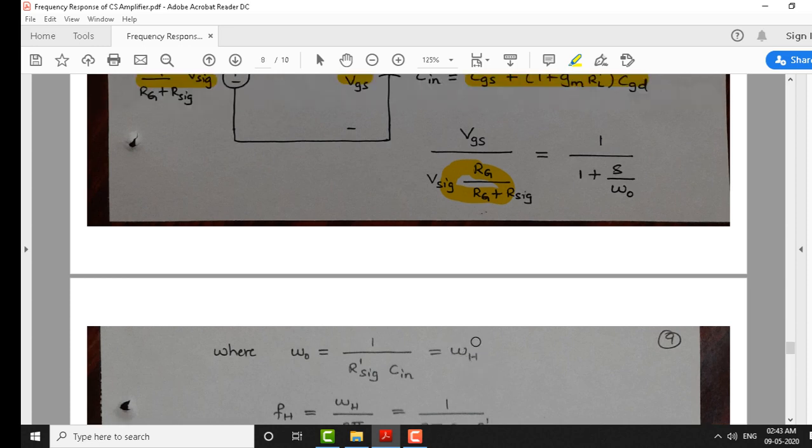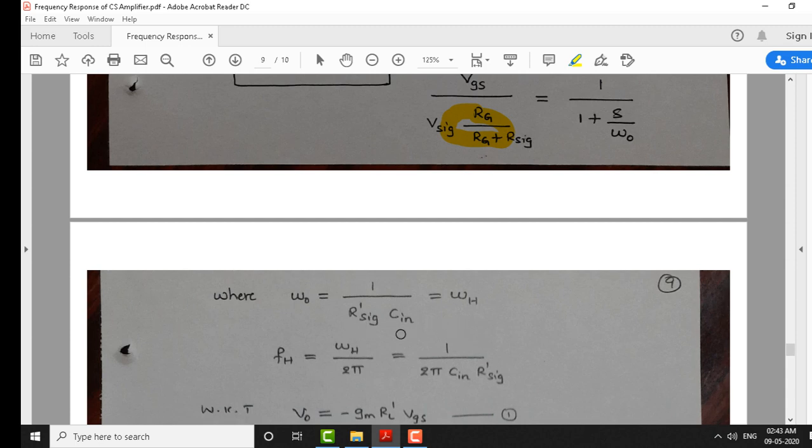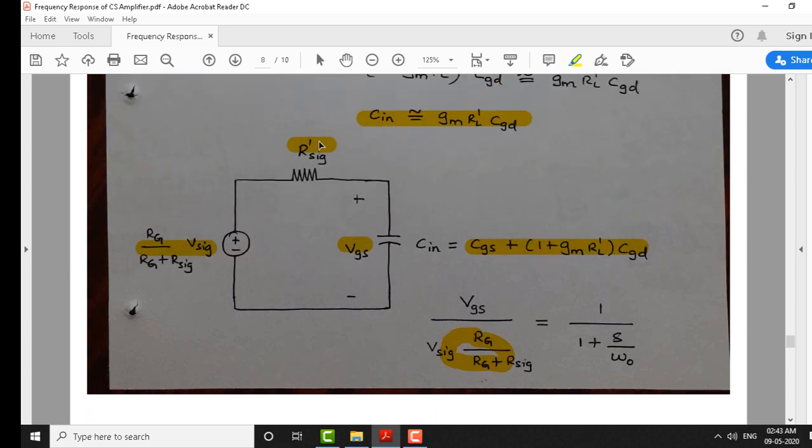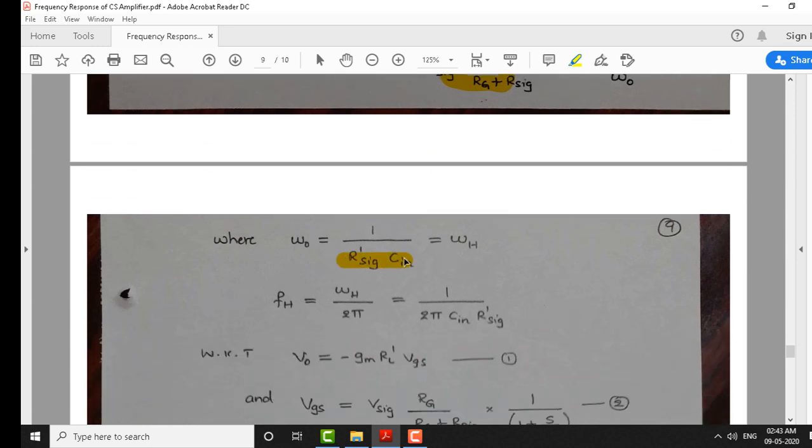Now in this case it becomes equal to a product of R and C, but in the high frequency response. So here we have a resistance R dash signal and the capacitance is C in. The product of these two gives us the cutoff frequency omega h, which is nothing but omega naught. From this we can derive fh here. Fh is nothing but omega h divided by 2 pi. So omega h divided by 2 pi, you can substitute omega h, which is R dash signal times C in.